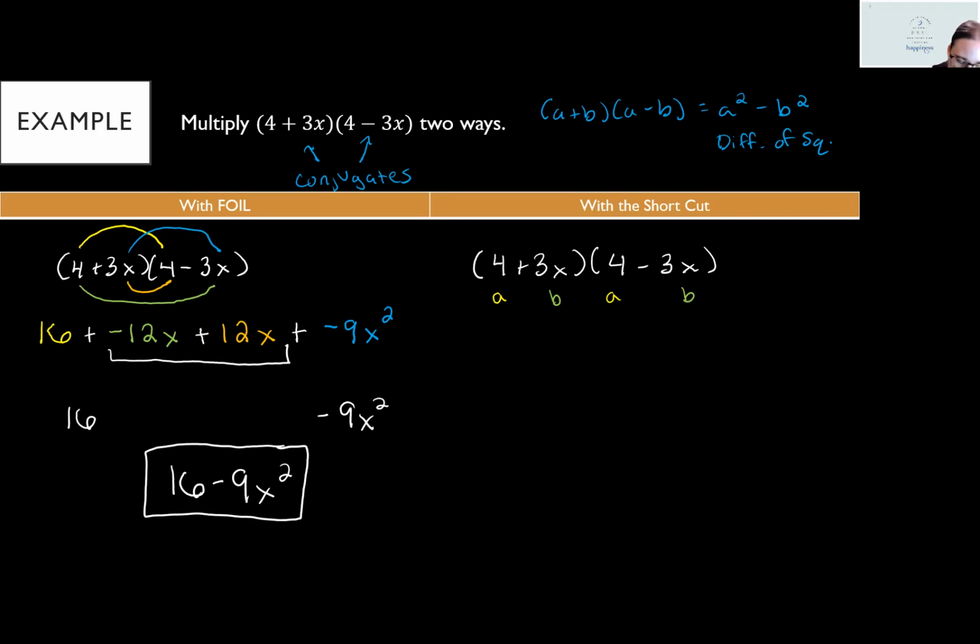So our formula is A squared minus B squared. A is 4, so you have 4 squared, and then B is 3x, so you have (3x) squared. And then you square that. So now you're using your rules of exponents. 4 squared is 16 minus, you square the 3, which is 9, and you square the x, which is x squared, and you get the same answer.